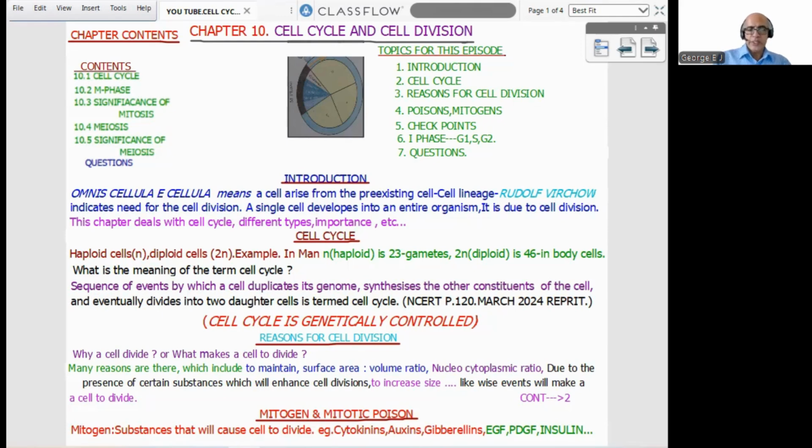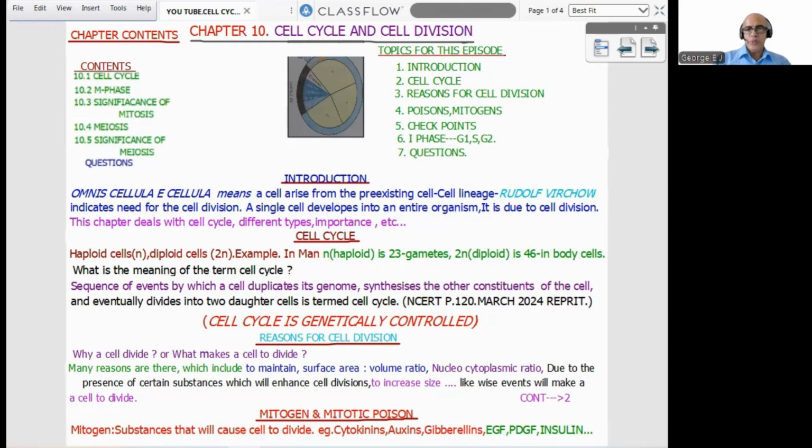I think the introduction is clear. Now comes the term cell cycle. When we study the cell cycle, 2 basic terms we will remember. One is haploid cell N, the other is diploid cell 2N. For human beings, haploid cell N equals 23, that is in gametes, while 2N is diploid, that is 46 chromosomes in the body cells. So once again, haploid N is 23 in human gametes, and diploid 2N is 46 in body cells. I think the idea is clear.